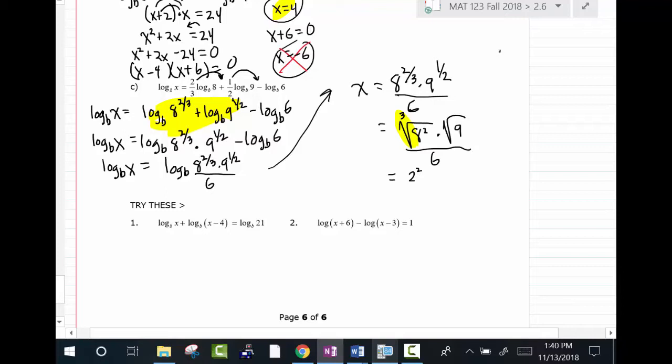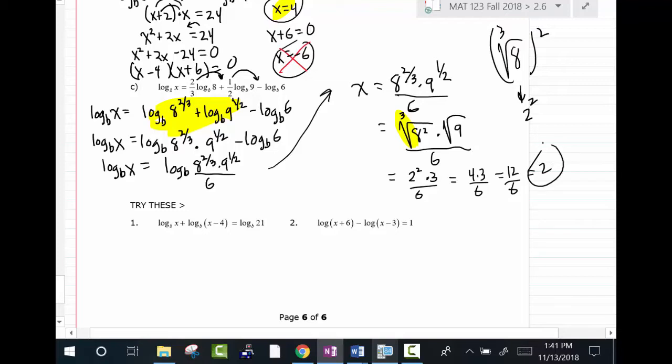So if you're doing the cube root of 8 to the 2nd, you really do it like this. You do the cube root of 8, which is 2, but then you do 2 to the 2nd to get 4. Okay, you know the square root of 9 is 3, so you get this. Now you end up with this. 2 to the 2nd is 4. You got 4 times 3 over 6. 12 over 6, 2. That's the answer.